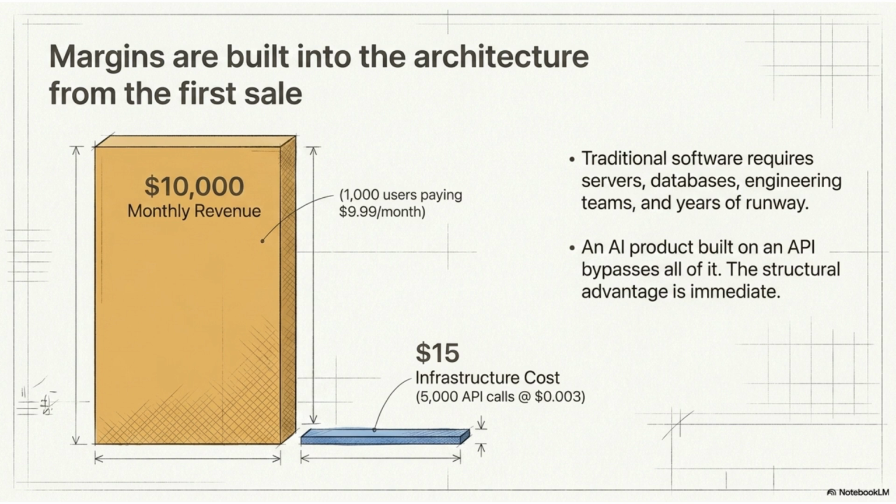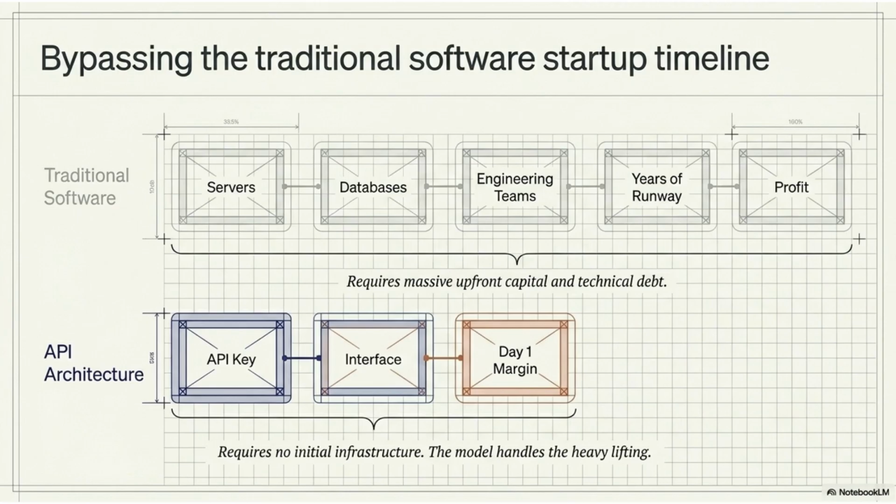That is the structural advantage of building on top of a foundation model rather than training one from scratch, and it is available to any professional who learns how to use it. Traditional software businesses require servers, databases, engineering teams, and years of runway before the unit economics begin to make sense. An AI product built on an API requires none of that at the start. The margin is not something you optimize your way into over time. It is built into the architecture from the very first sale.